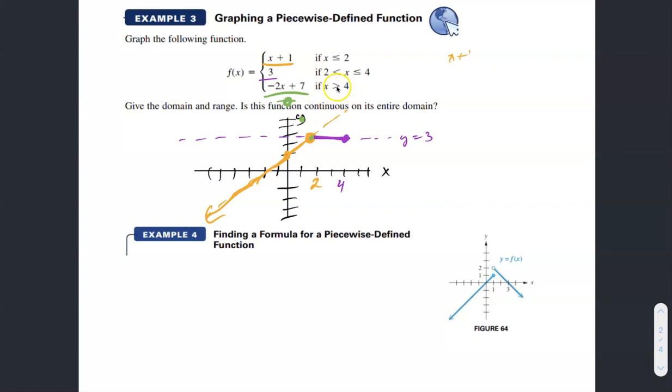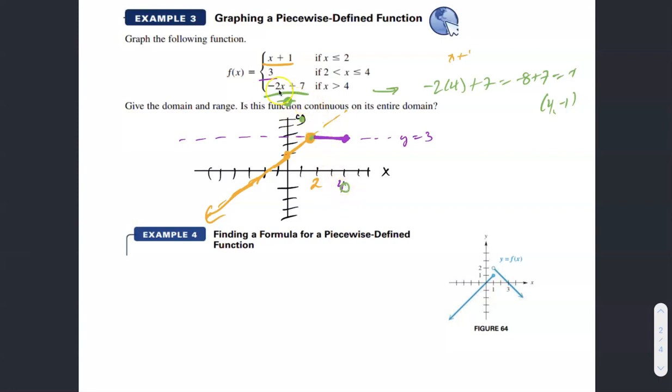Now, only part I care about is when it's greater than 4. And if I really want to, I don't have to keep on going. I could just substitute 4 and see where we start. You substitute in 4 into the equation, you can see what our starting point is. Negative 8 plus 7 is negative 1. So I have the point for negative 1. That's where I should be starting. An open circle.